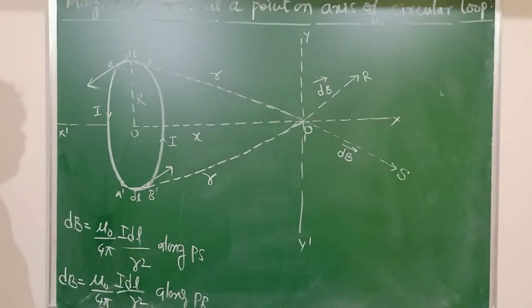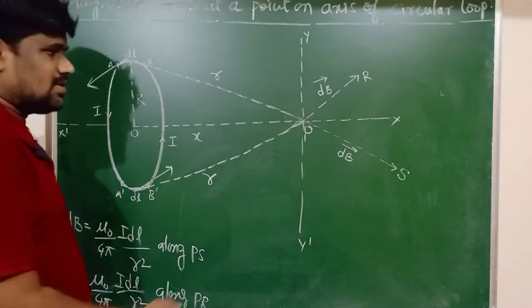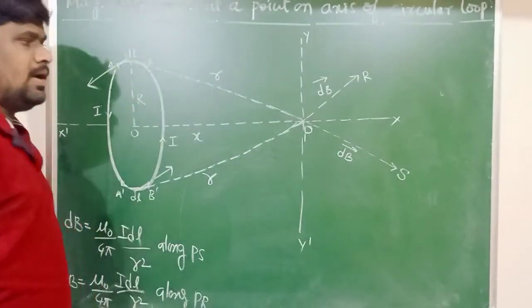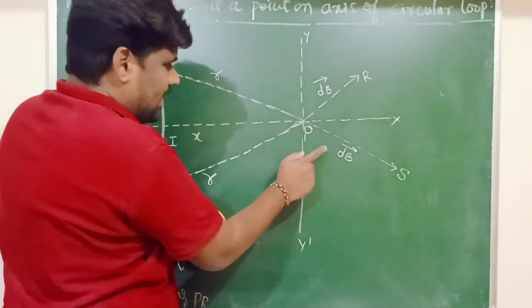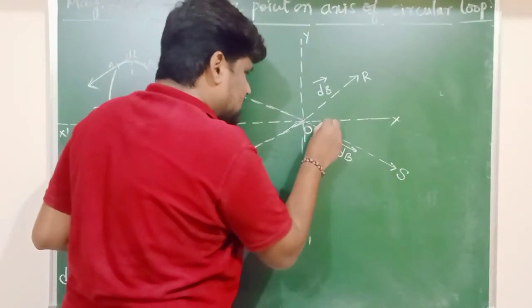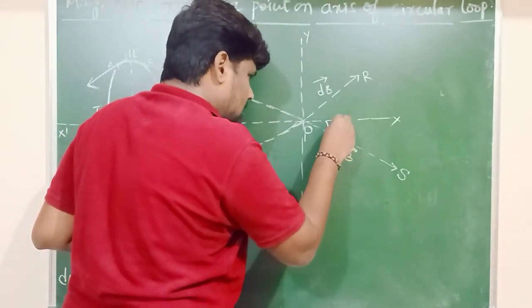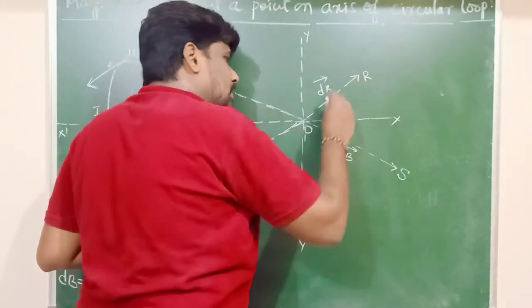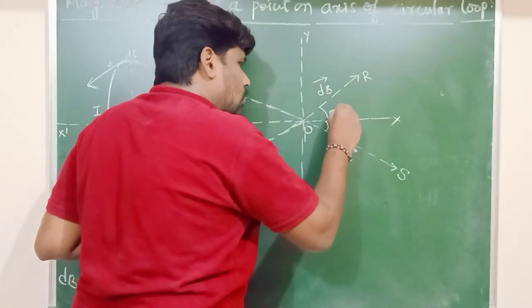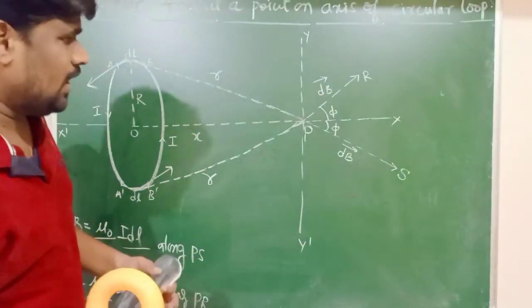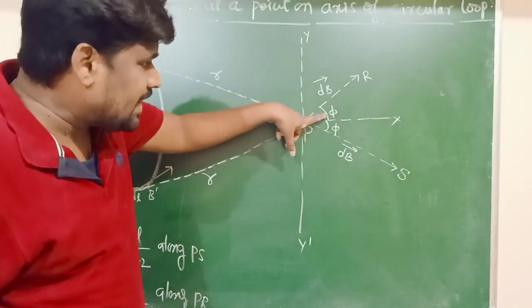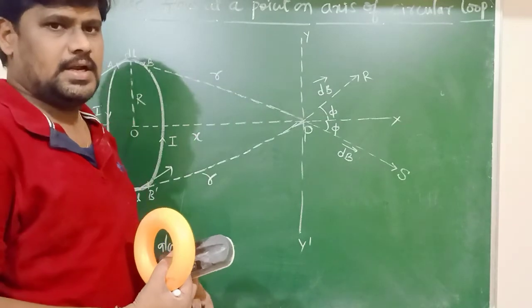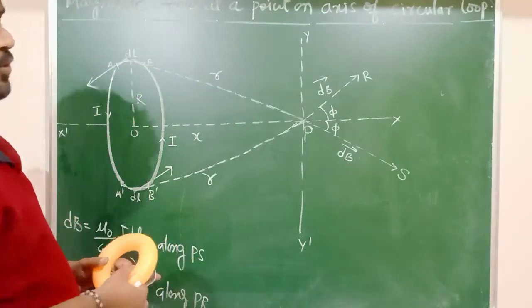So magnetic fields along PS and PR, they are making some angle with the horizontal. That is, magnetic field along PS makes an angle of phi. Magnetic field along PR also makes an angle of phi here. Definitely, the magnetic field along PR, if it is making an angle of phi with the horizontal, it should be resolved into two components.